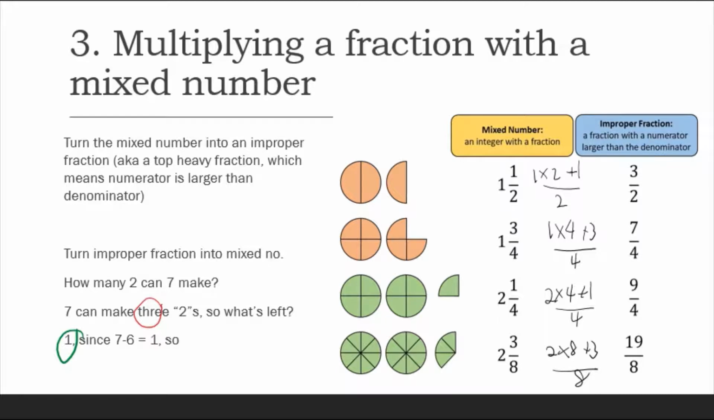The third type of question, multiply a fraction with a mixed number. You have to turn the mixed number into an improper fraction. What improper fraction means is the numerator of an improper fraction will be larger than its denominator. So here are some examples. You can pause the video if you want to, because I will proceed with the next part.